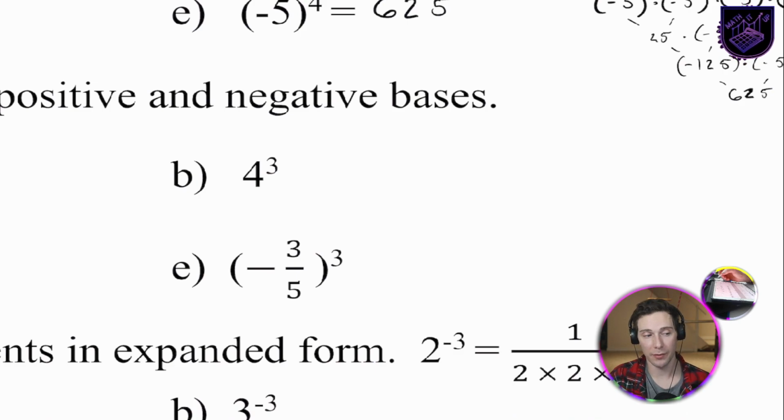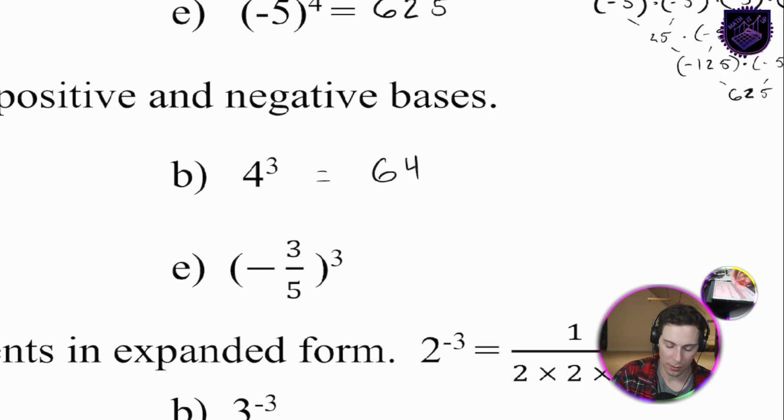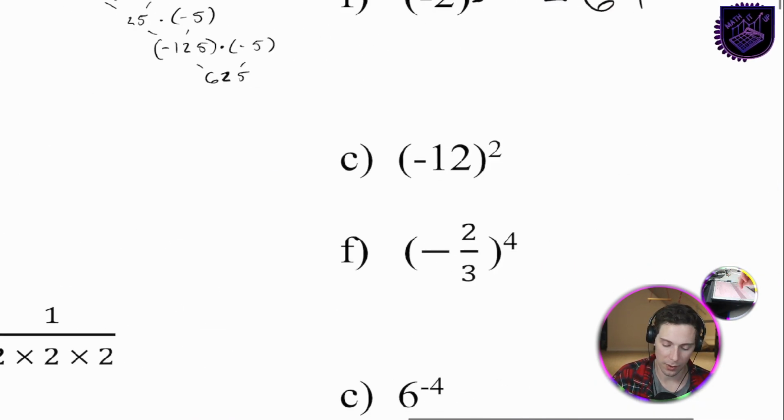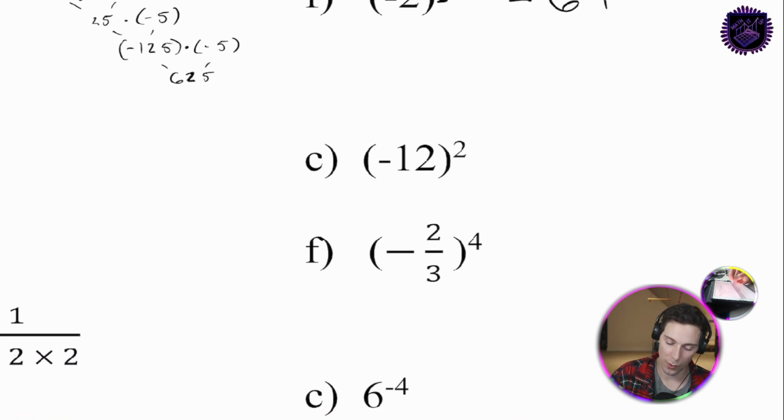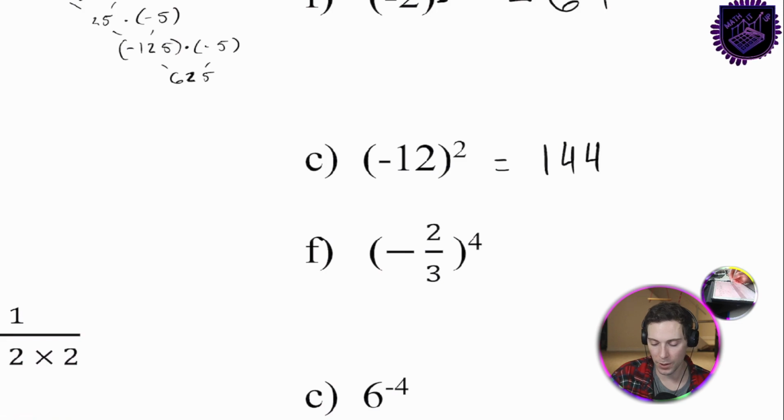Positive 4 to the power of 3, cubed, 4 cubed. This is going to be positive 64. Negative 12 squared, so it's times itself. This is going to be 144. So it's a negative times a negative, 144.